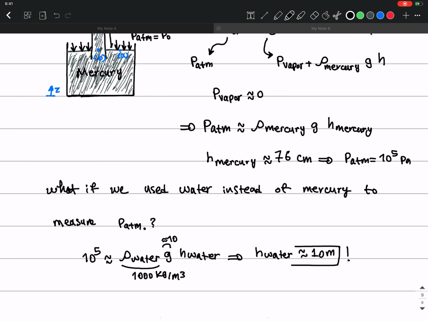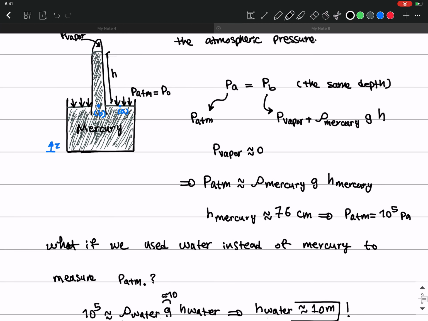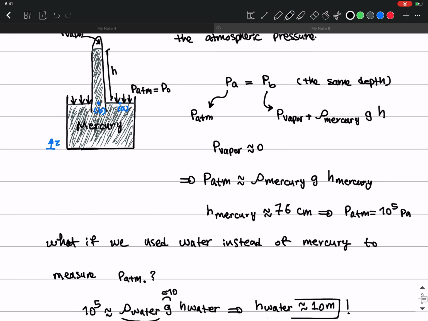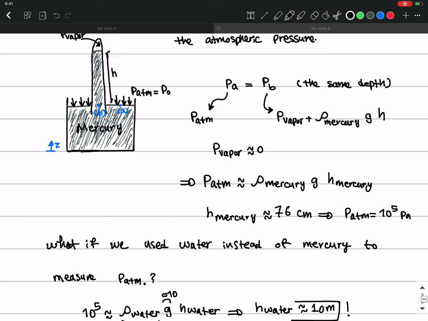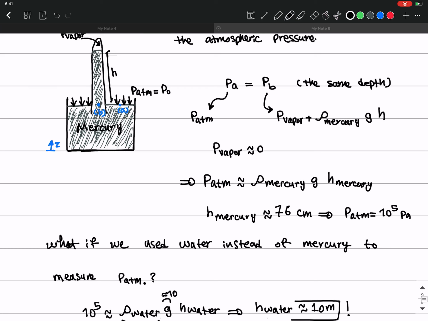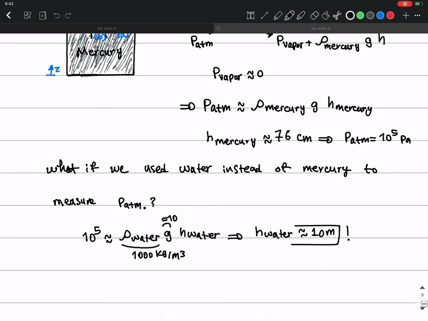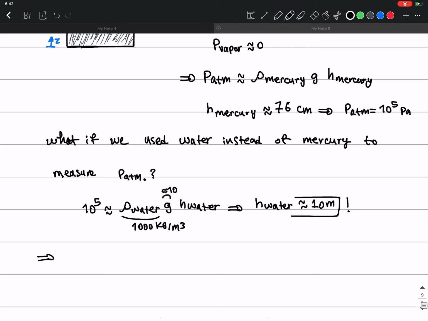So we can do it, but you need a 10 meter instrument to be able to measure the atmospheric pressure with water. But if you use mercury, because its density is much higher, then you will only need a 76 centimeter instrument or tube. That's why we don't use water here and we use mercury.